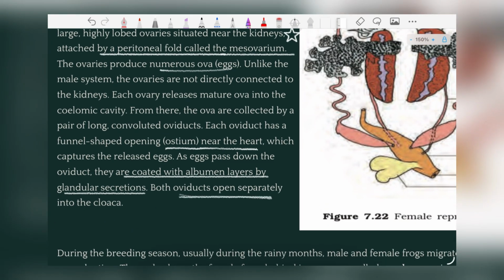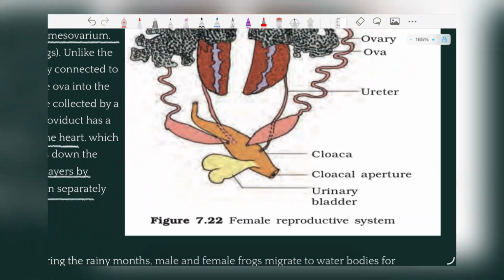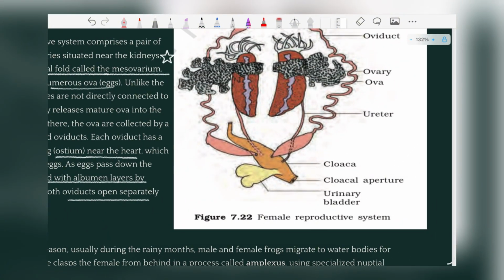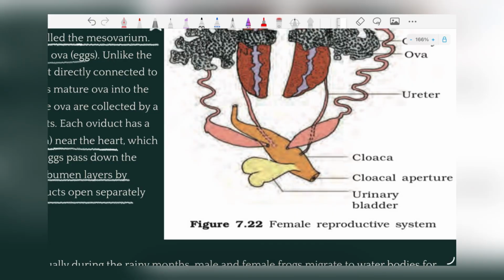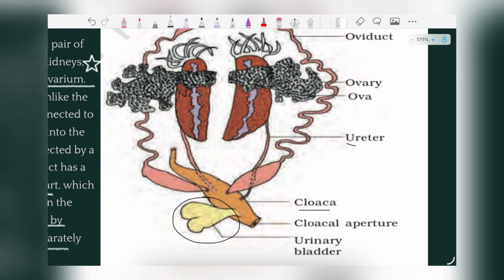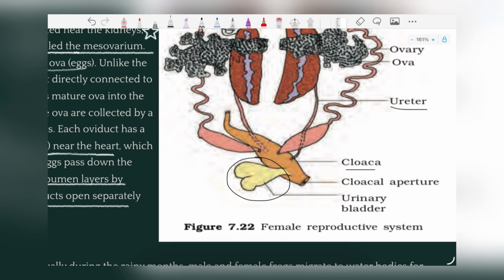Separately into the cloaca, and through the cloaca the gametes will pass. As you can see, this is the urinary bladder, this is the cloaca, this is the ureter, and this is the oviduct. They are all separate, and in the cloaca they unite.